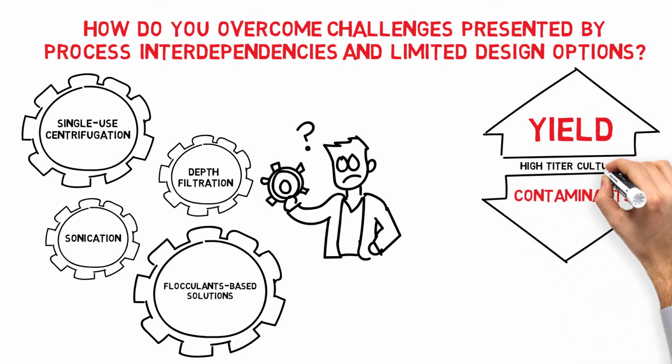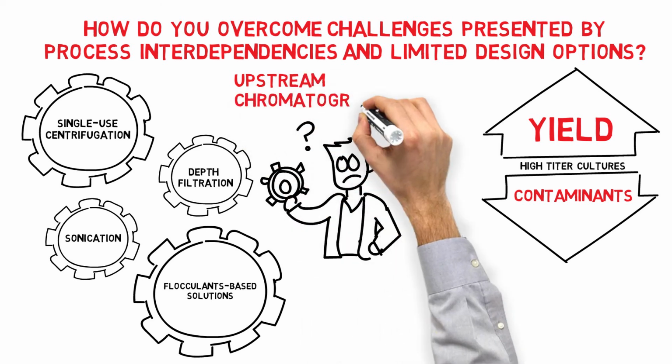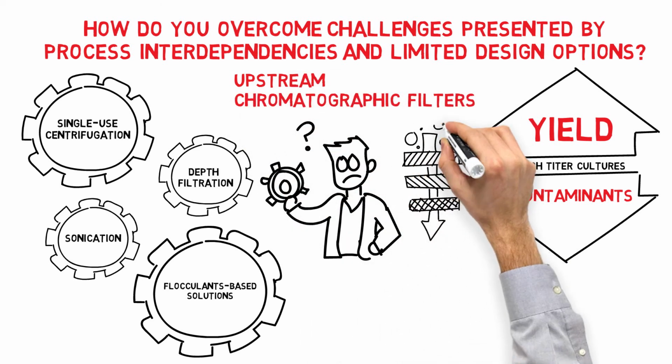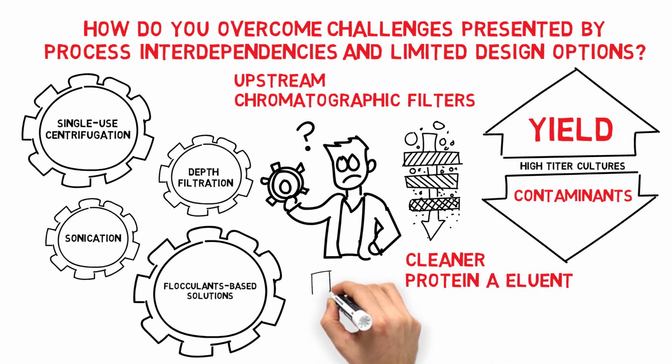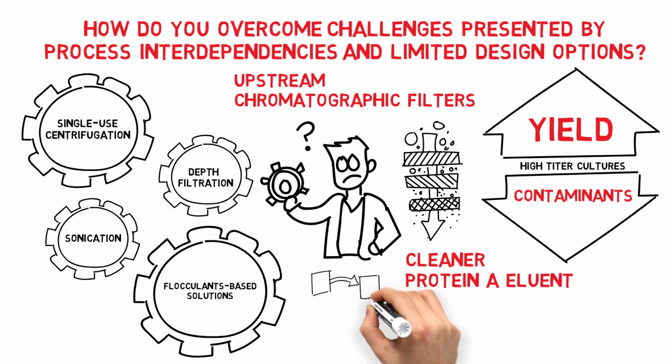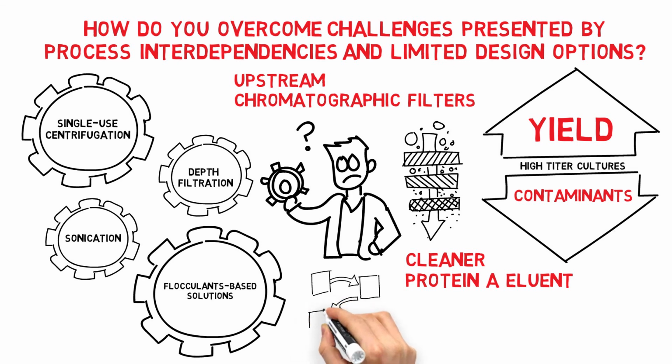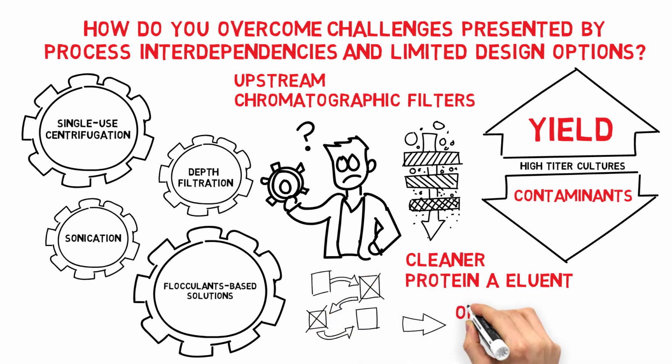of high titer cultures. Technologies such as upstream chromatographic filters may enable a cleaner downstream protein A eluent. Further, new harvest and clarification solutions may enable the reduction of the size and even potentially the number of downstream unit operations, which in turn may reduce operating costs.